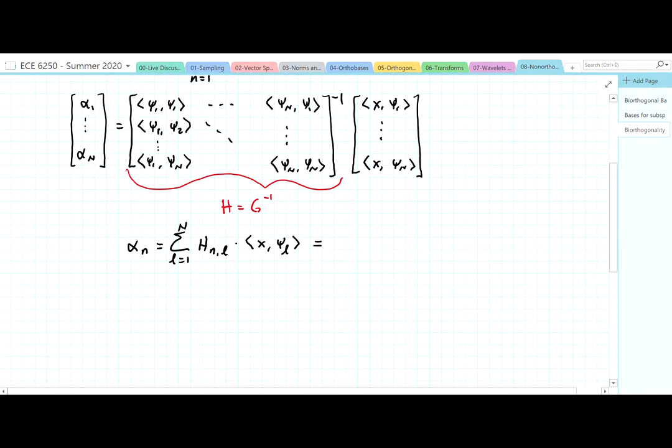But we can move that sum inside our inner product, get x, and now we have the inner product with the sum of h n comma l times psi l.